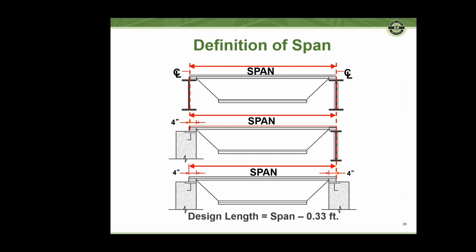And then for design purposes, we have a work point or a center of the end reaction that is nominally figured to be 2 inches from each end of the joist. So our actual design length for the purposes of the calculations would be the span minus 0.33 feet, which is the 2 inches at each end. However, the span directly is what's to be used to enter the load tables and establish the uniform load carrying capacity.